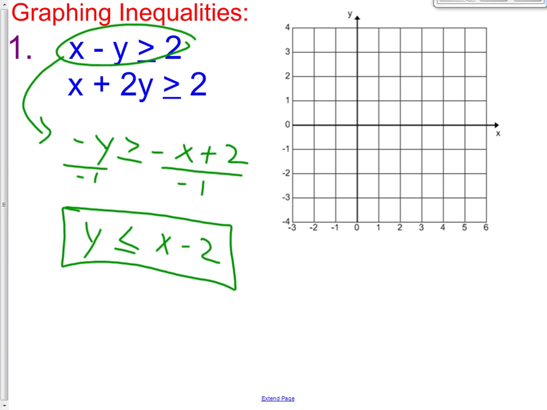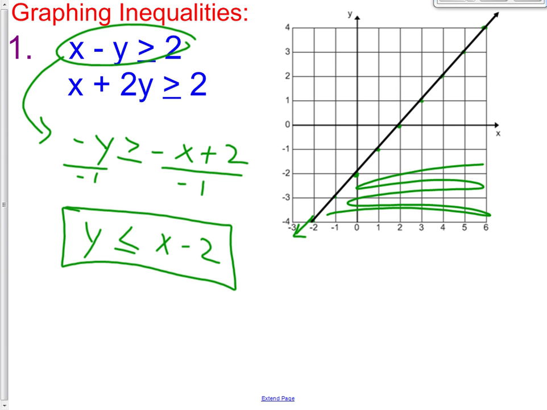Why don't we just do that right now? So the y-intercept is a negative 2, and our slope is 1. So up 1 over 1. And then we connect these with a straight line. With a solid line, sorry. So there's my first one. Now let's talk about the shading on this one. It is less than or equal to. When it's less than or equal to, I shade everything below the line. So it's all of that.